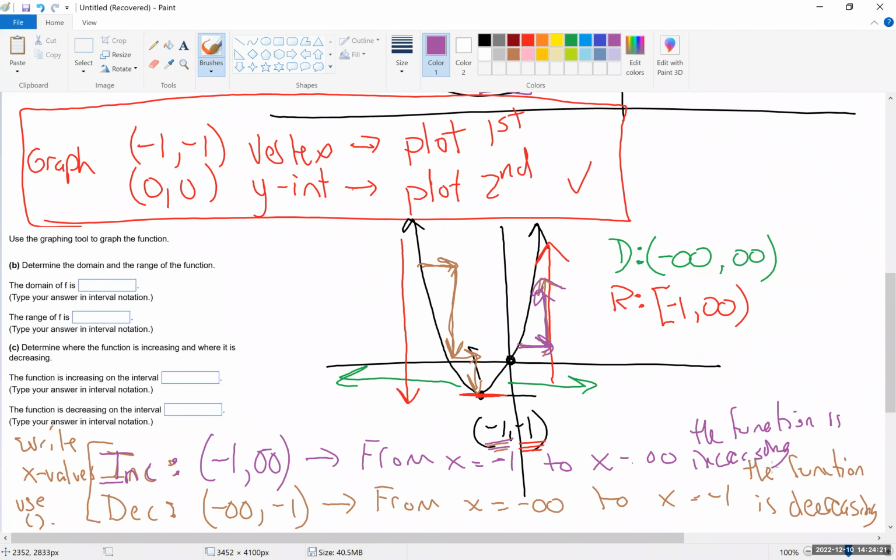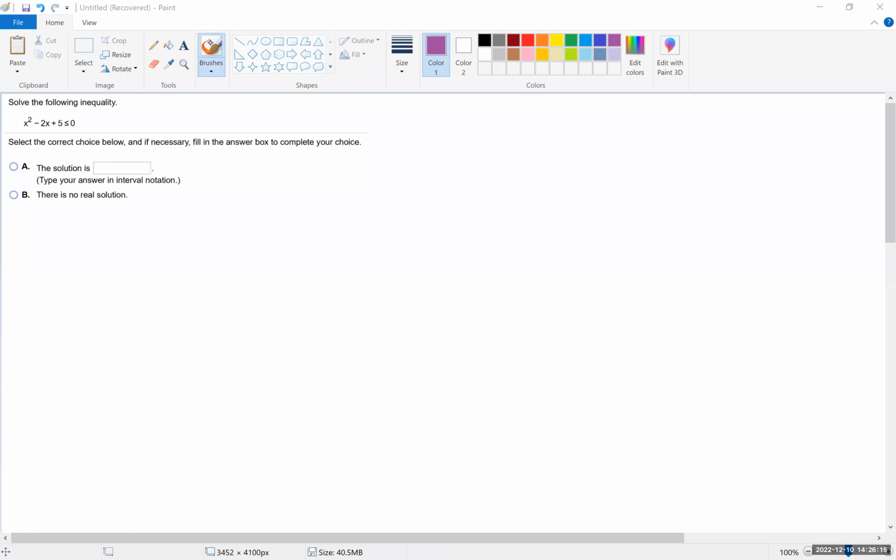Okay, gonna pause here. All right, here we're gonna solve a quadratic inequality. It's gonna be x squared minus 2x plus 5 is less than or equal to 0. So select the correct choice below. If necessary, fill in the box.